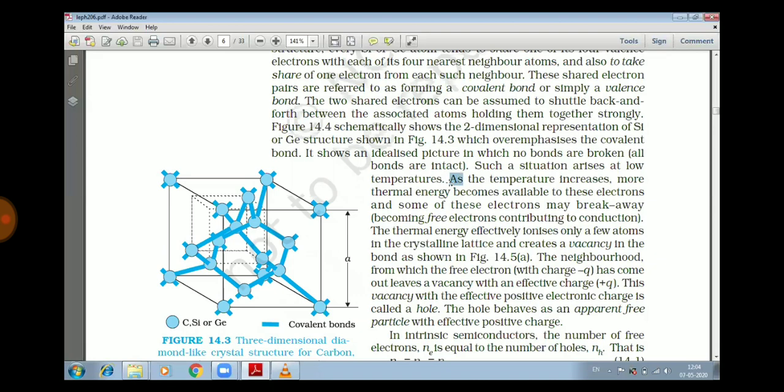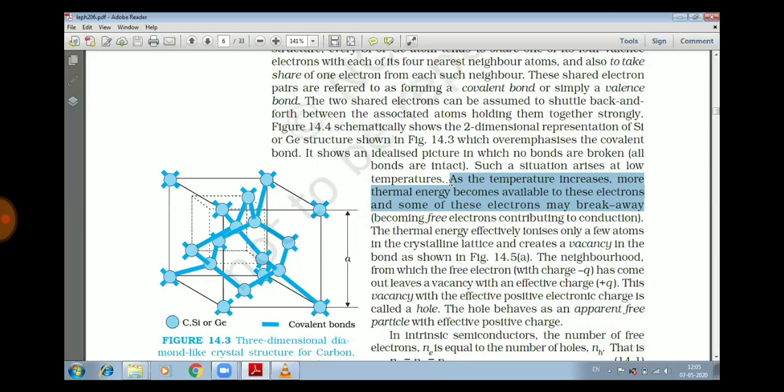As the temperature increases, more thermal energy becomes available to these electrons, and some of these electrons may break away. Clear? What will happen when we are giving energy to the silicon atom? That is a silicon crystal. Now we should not say silicon atom. We have arranged silicon atoms in such a way that they form a silicon crystal. How does it become a silicon crystal? Very simple. It is formed by covalent bonds with nearby atoms.